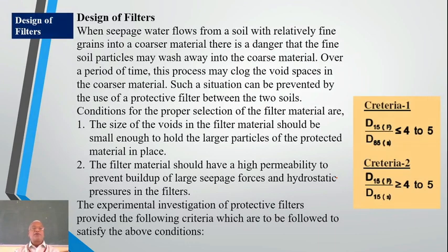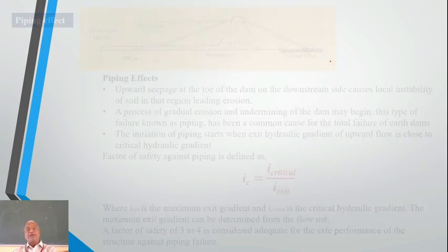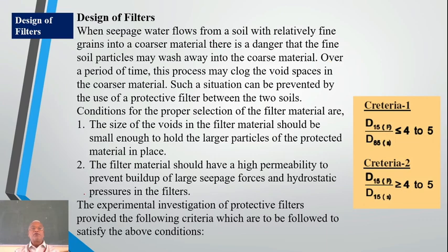Now design of filters. When seepage of water flows from various filter, here I have shown, this is called a filter, so designed that particles will not go out, but water should go out easily. That is the concept of filter design. When seepage of water flows from a soil with relatively fine grains into a coarser material, there is a danger that the fine particles of soil may wash away into the coarse material. Over a period of time, this process may clog the void spaces in the coarser material. Such a situation can be prevented by the use of a protective filter between two soils.